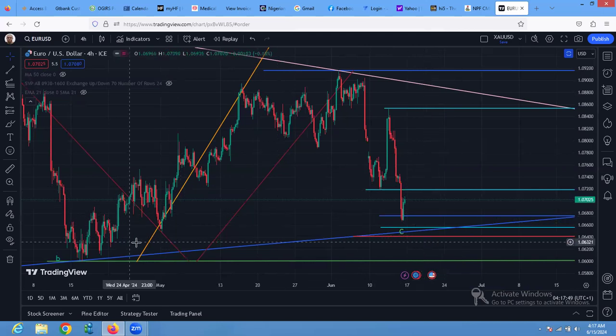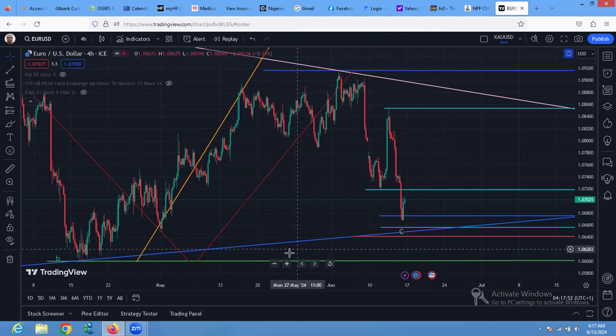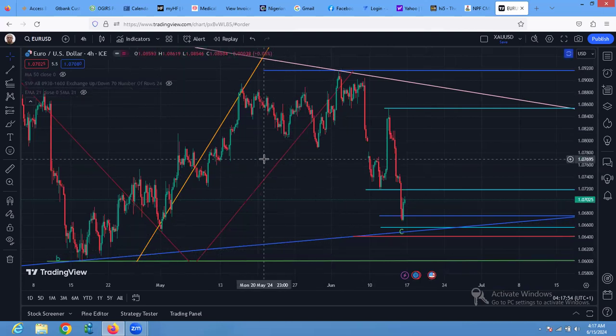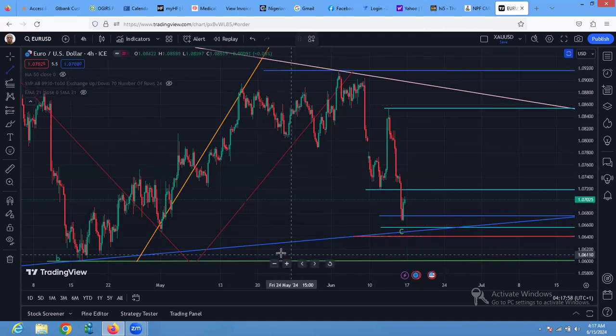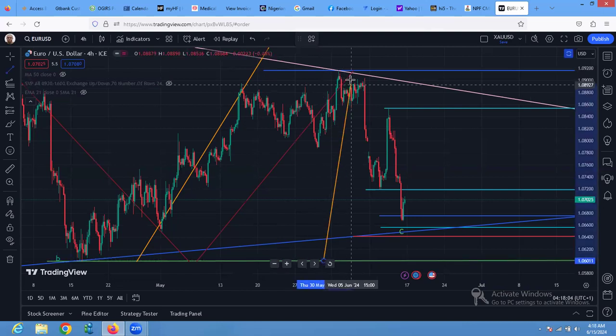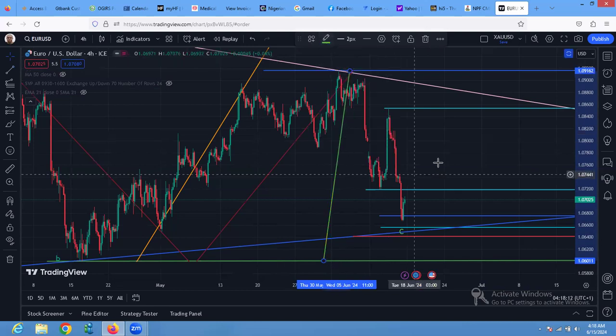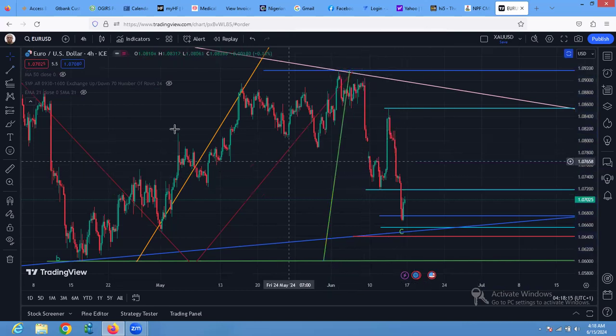Now, in terms of the move, the old move from this point to this point, if I use deep green, then we'll try to look at the extension to the downside.